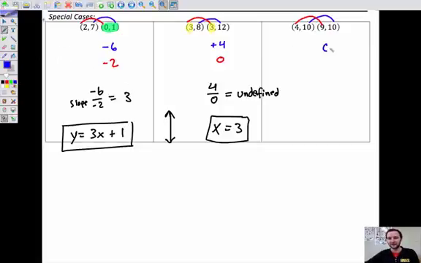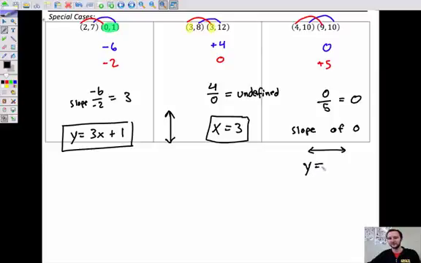So our change in y is actually 0, and our change in x is positive 5. So that would give us 0 over 5. 0 divided by anything is 0. So this has a slope of 0, which means the line looks like this. And we know that any line that looks like this is a y equals. And if you're wondering what does y equal, y equals 10, right there and right there. So our equation is y equals 10. Okay?